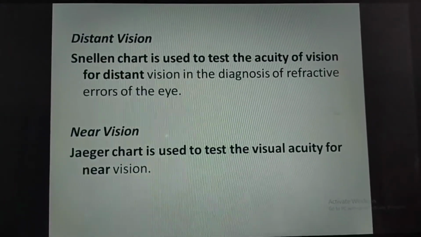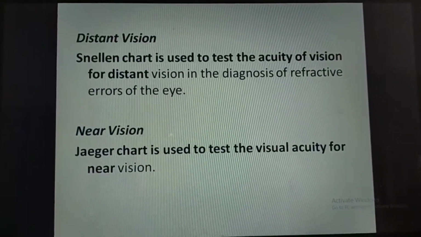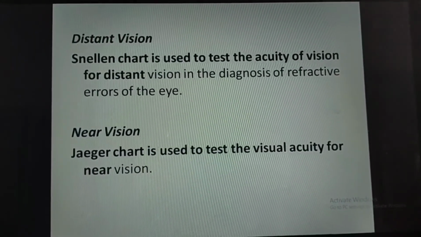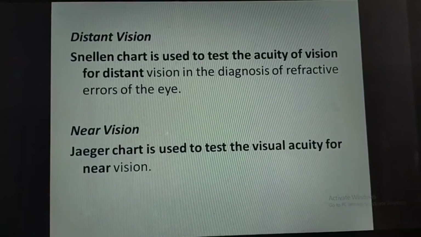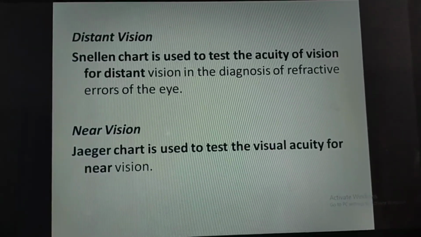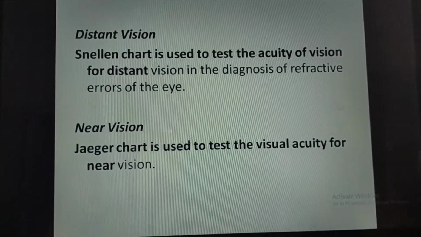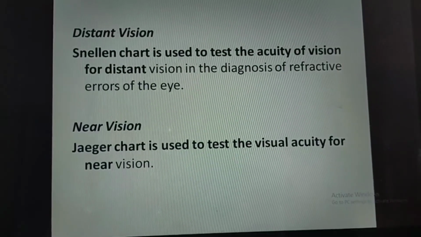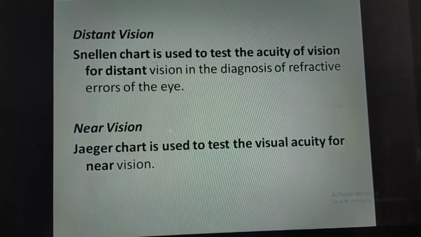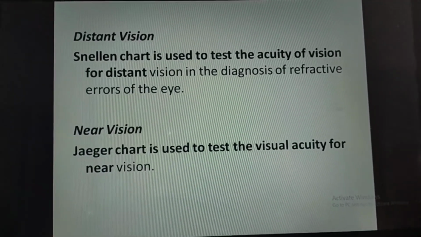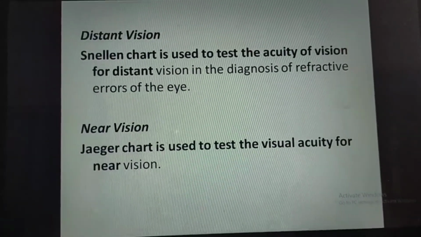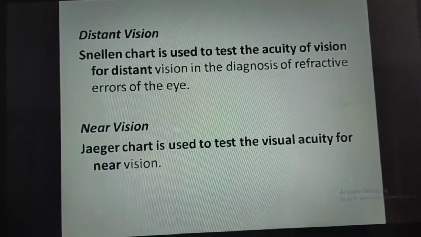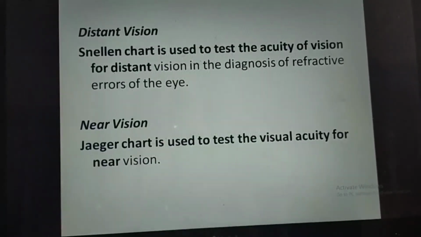Distant vision: Snellen chart is used to test the acuity of vision for distant vision in the diagnosis of the refractive errors of the eye. And for near vision, there is the chart called Jaeger chart, which is used to test the visual acuity for the near vision.